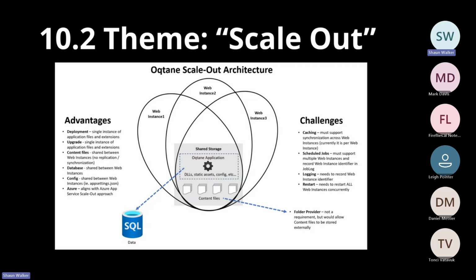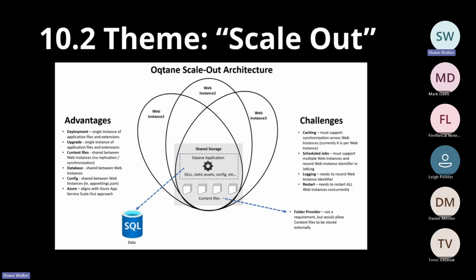I've shown this diagram a number of times, but the general scale out architecture that was focused on for Oqtane was a model where you have a shared location where the application is installed, and then you have multiple web instances which point to that shared location. In this model, if you use the file upload capability, those files that you upload, regardless of the web instance, are going to be stored in that shared storage area. They're going to be registered in the shared database, and so they're available to every instance.